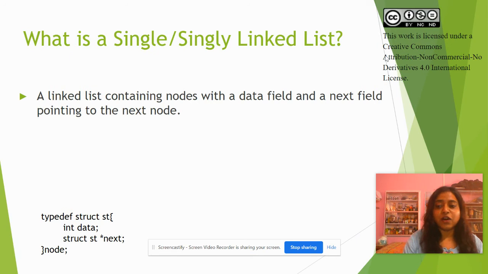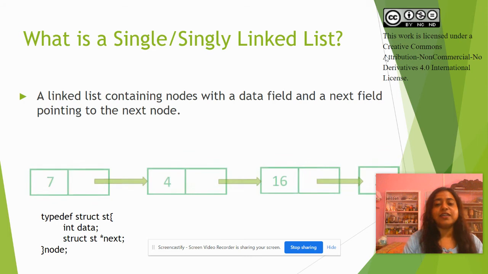Now, what is a single or singly linked list? A single linked list is a linked list that contains nodes with a data field and a next field pointing to the next node. So what is the structure of a node in a single linked list? It will contain data and a pointer to the next node. So I have defined a structure here that contains data. Here I have considered integer type data, and a struct pointer next that points to the next node.